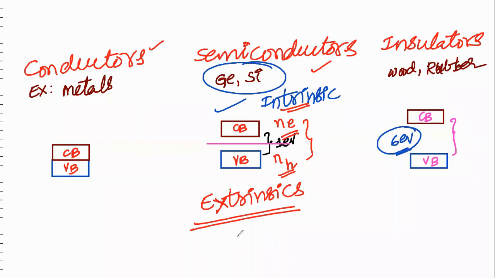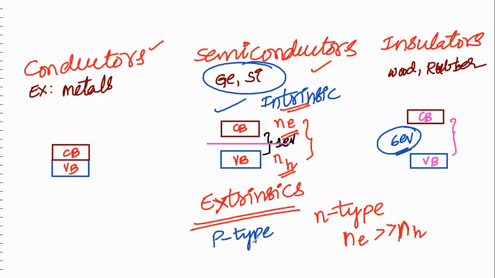Whenever we take extrinsic semiconductors, in the case of n-type, if I take an n-type semiconducting wafer, the number of electrons is greater than the number of holes. When we take a p-type semiconducting material, the number of holes is greater than the number of electrons. So how do we get p-type and n-type semiconducting material? For the pure form of germanium or silicon, if you add impurities, based on the impurity, that may be n-type or p-type semiconducting material.